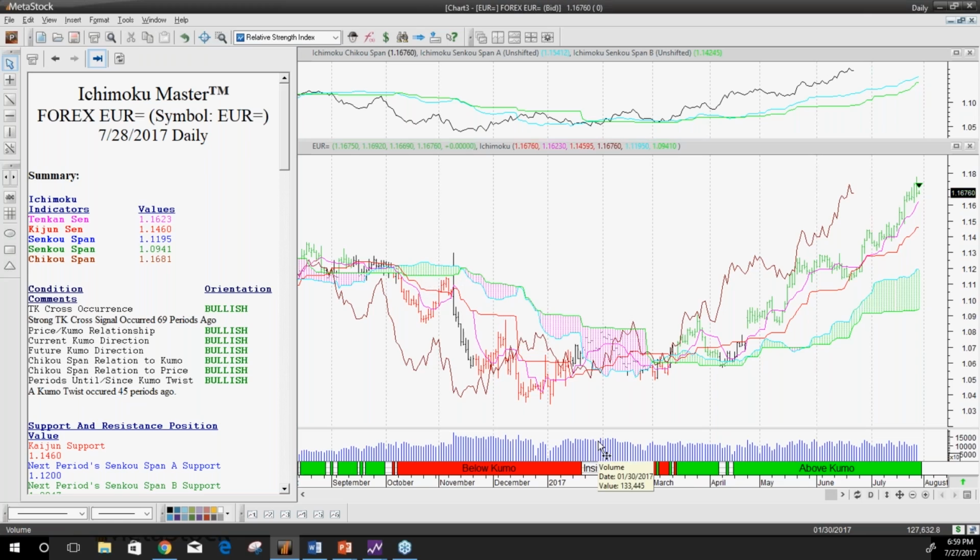Okay, so hopefully that helps. James says this only works on MetaStock, not Ninja. Yes, it's a MetaStock product.